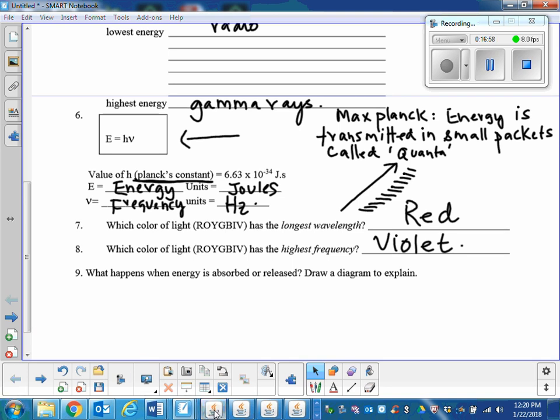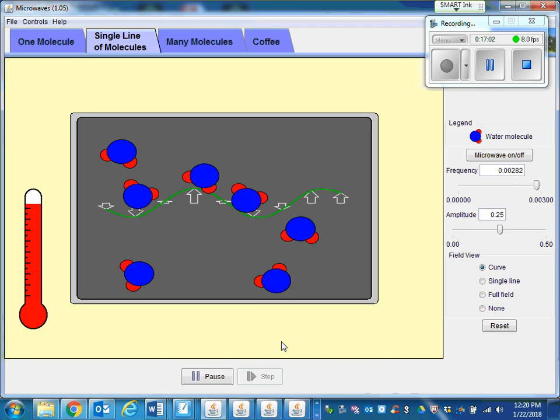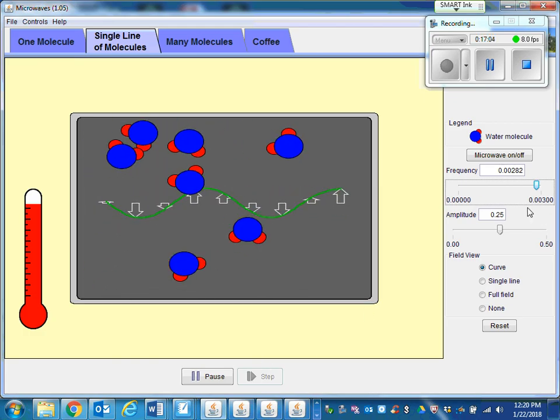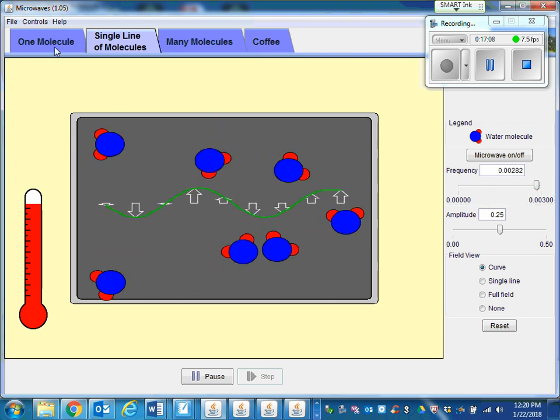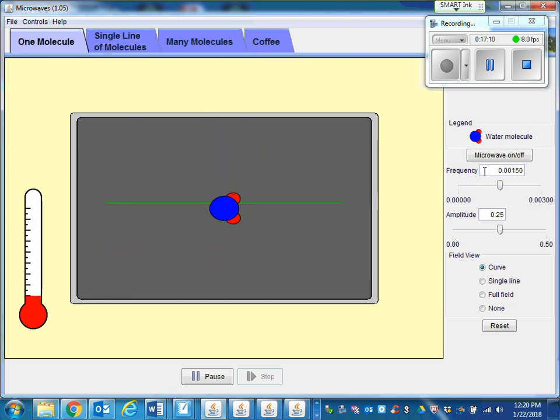So let's see, what is this? These are microwaves. So how do microwaves play a part? All right? You have to turn on the microwave. When the waves travel in your microwave, what molecule is that? Water. So the molecules vibrate with the waves.